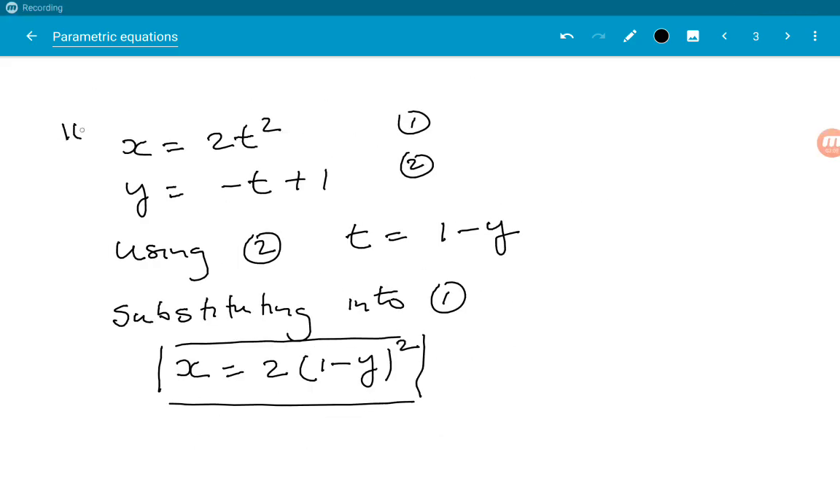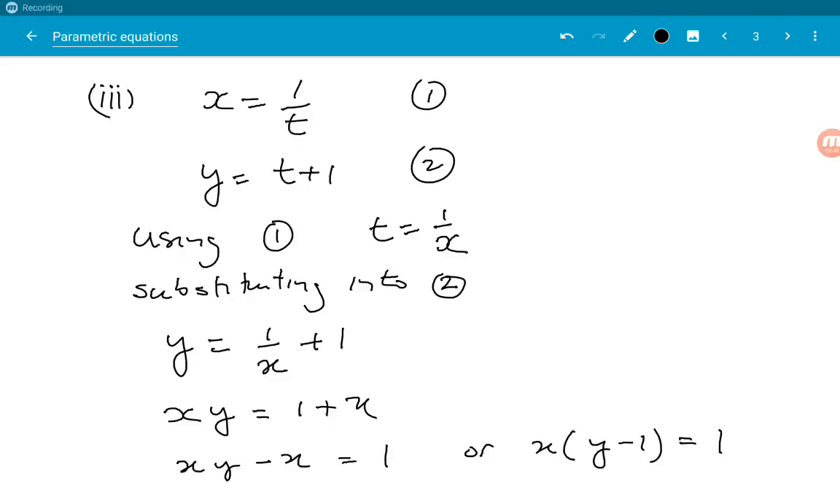In our second example, I have my two parametric equations. I'll choose the linear one, which is equation 2, to make t the subject. The linear equation is always easier to rearrange. So t is equal to 1 minus y. And then I just substitute for t squared into the expression for x. And there is my Cartesian equation.